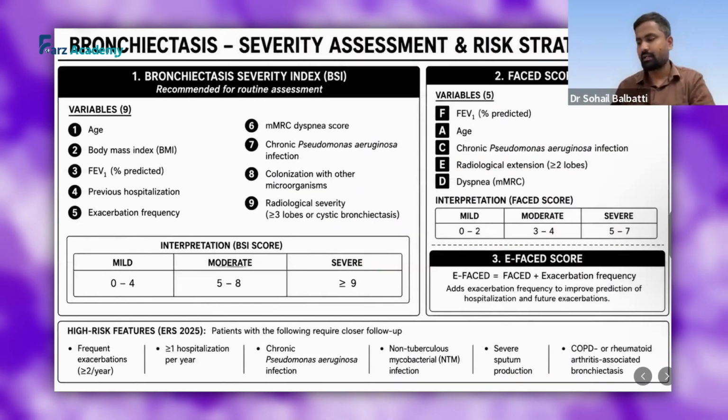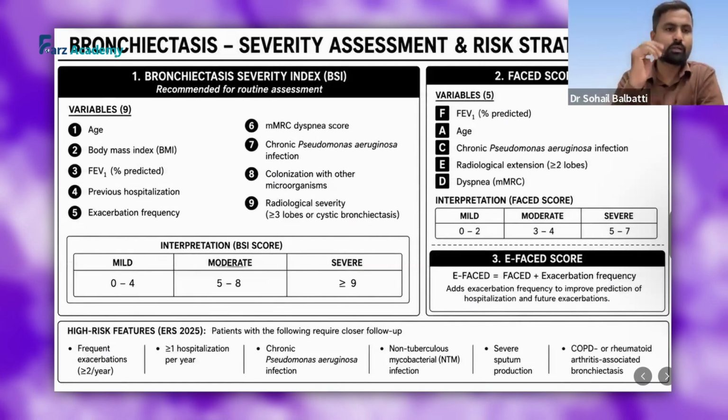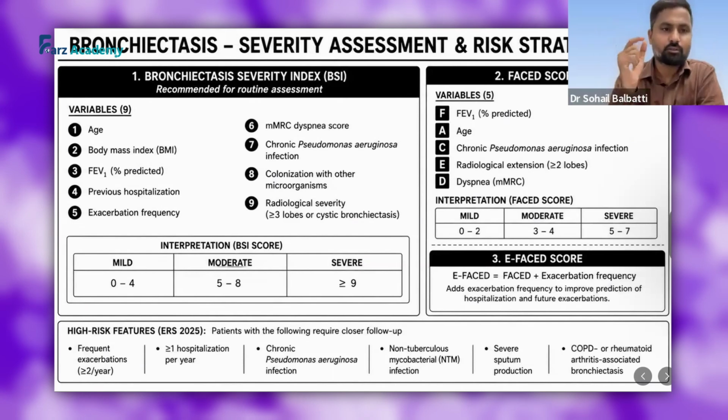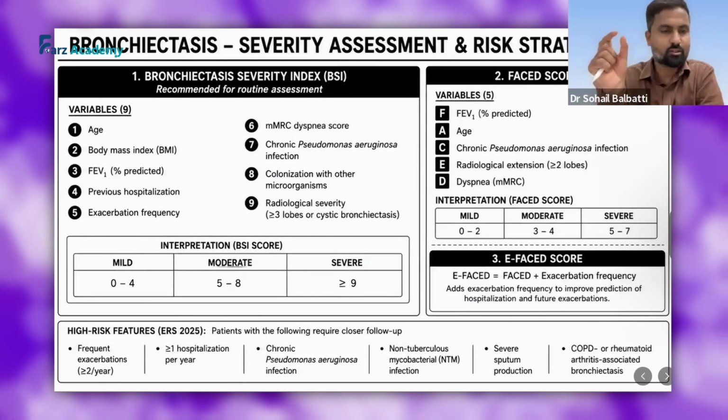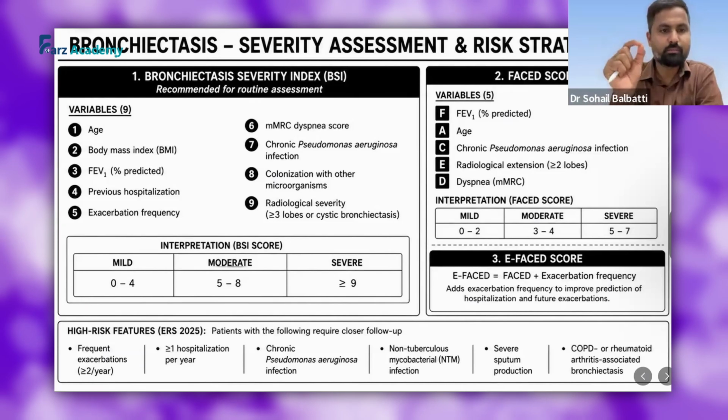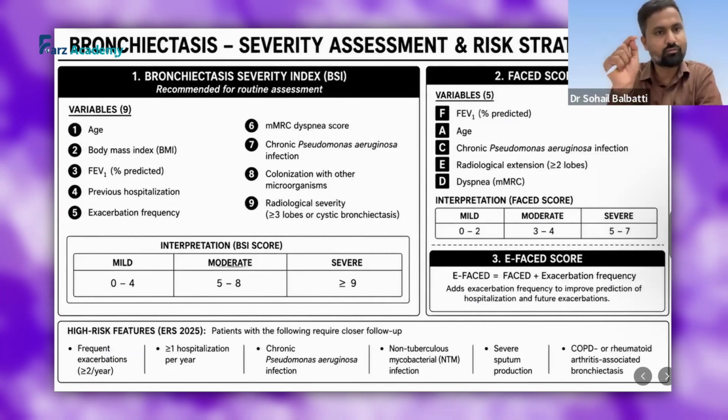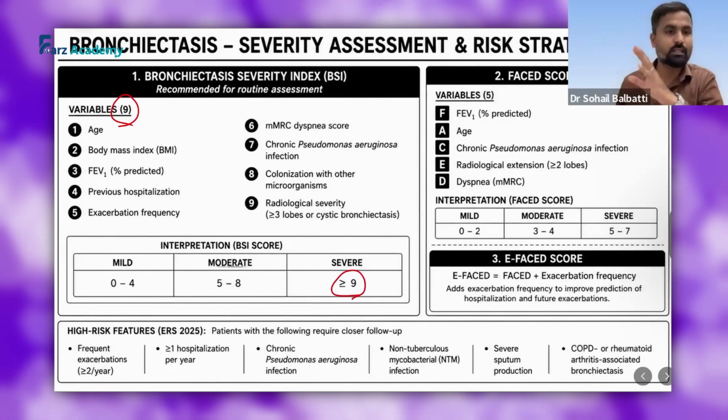So coming to severity, how do you assess severity? We have two important severity scores, the bronchiectasis severity index and the FACED score. The bronchiectasis severity index is now recommended for severity assessment. The FACED score is not preferred. The bronchiectasis severity index has 9 parameters, so just remember that the cutoff is 9. When the score is more than 9, that means it is a severe bronchiectasis.